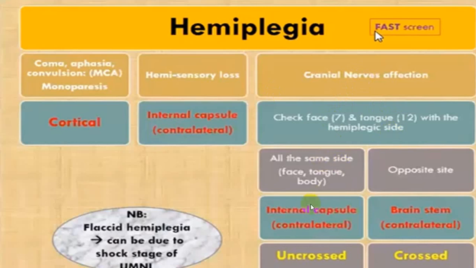While in the midbrain, pons and medulla, it will always be the opposite side of the body, and the tongue and face will always be on the side of the damage. So you will get crossed hemiplegia in a person who develops damage in the brainstem. That is, in the brainstem there will be contralateral hemiplegia with same side lower motor neuron facial palsy, and in the internal capsule it will be opposite side hemiplegia.